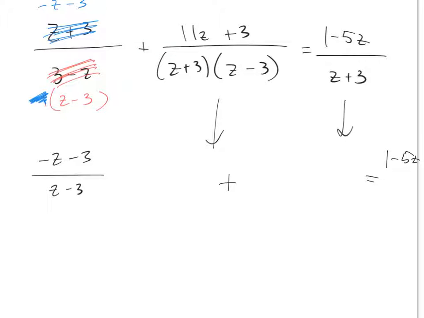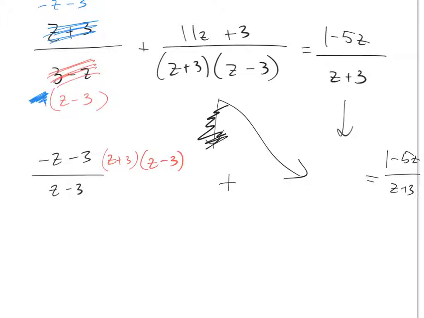1 minus 5z over z plus 3. And the second one's going to go right in there. So, looking at the first fraction, if I multiply everything by the LCD in this equation, it simply means put the LCD up top. That's what the first term would look like. What's going to cancel automatically? Yeah, z minus 3 cancels.